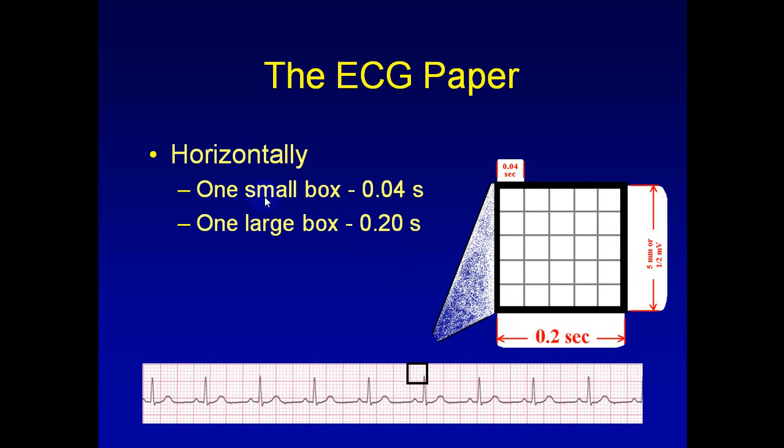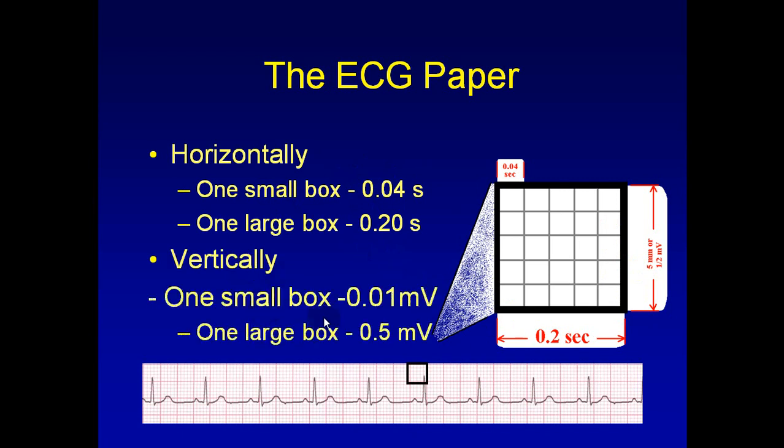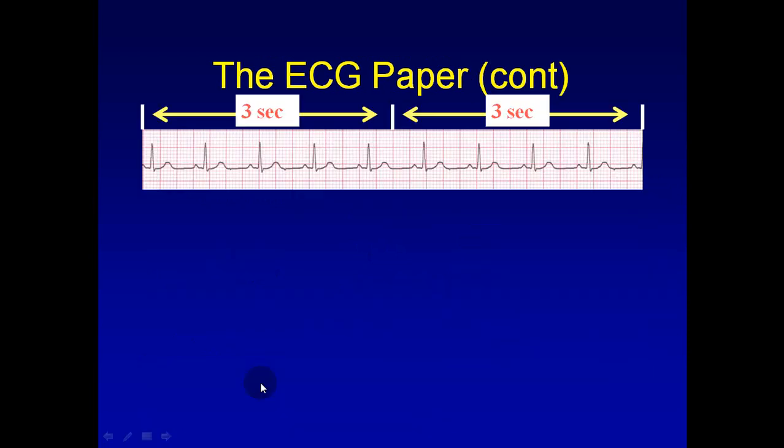So horizontally, one small box is 0.04 second, while a large box is 0.2. Vertically, a small box is 0.1 millivolt and a large box is 0.5. So please remember the ECG paper. We will use it when we discuss how to find the heart rate in an ECG record.